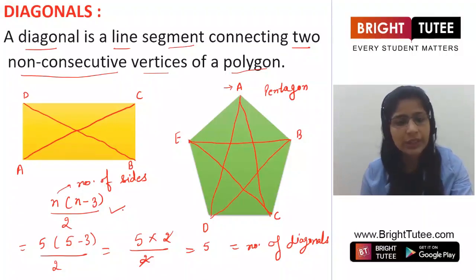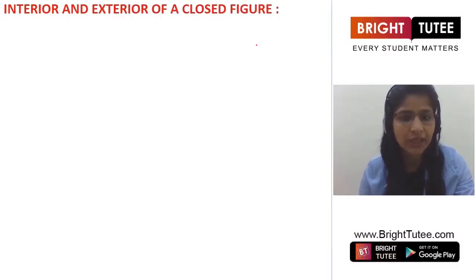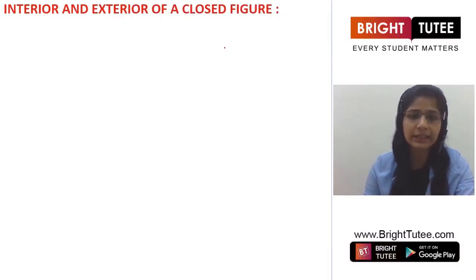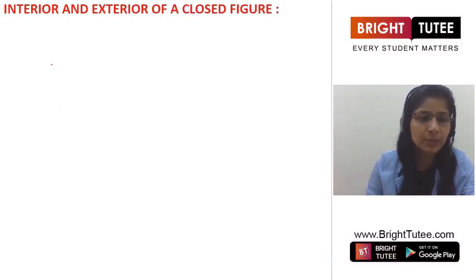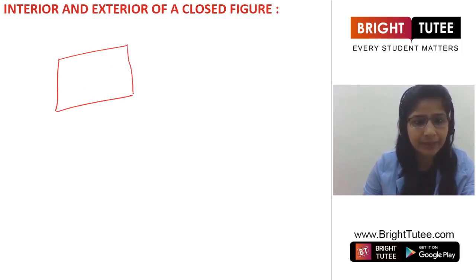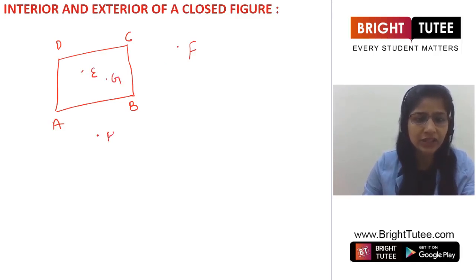Let us now go to the next topic, that is interior and exterior of a closed figure. I know that you have already done it in detail. Let us have a quick recapitulation of it. Suppose I draw a quadrilateral here like this. Let us name it A, B, C and D. Now I will mark some points. Let it be E here, F here, then G here and H here.